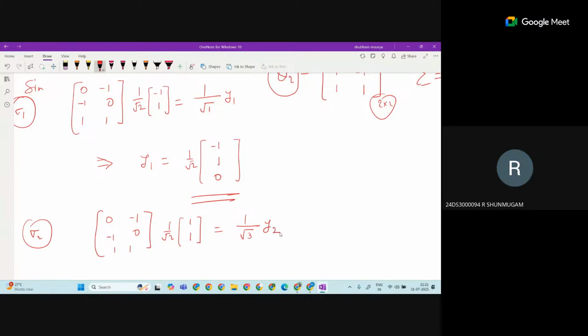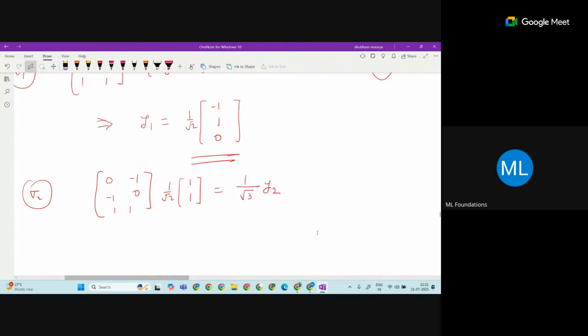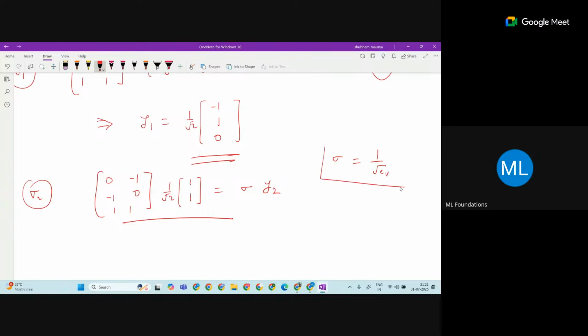Sir, is it 1 upon or simply sigma y2? Is it 1 by root 3 or root 3? Root 3 y2. I think in the formula, this is 1 upon, this is just a sigma. If you see the formula, this is what it is. So sigma is nothing but 1 upon root of eigenvalues. This is what it is, right?